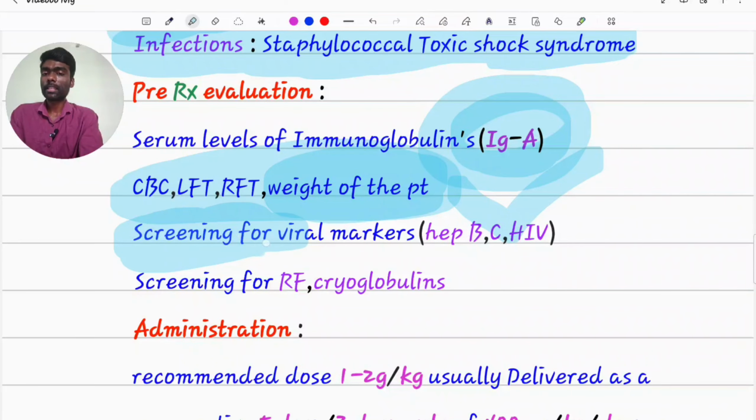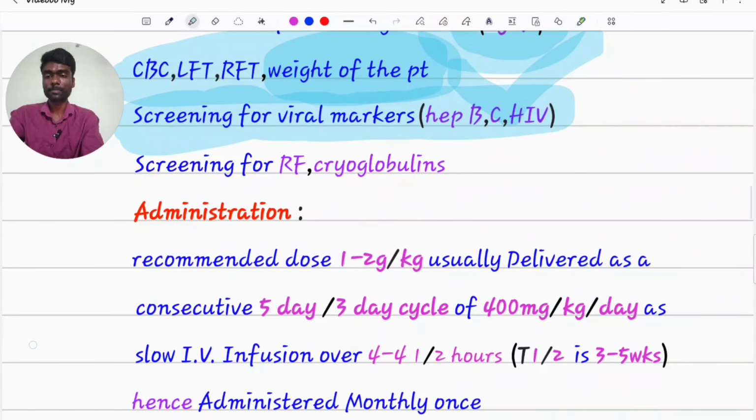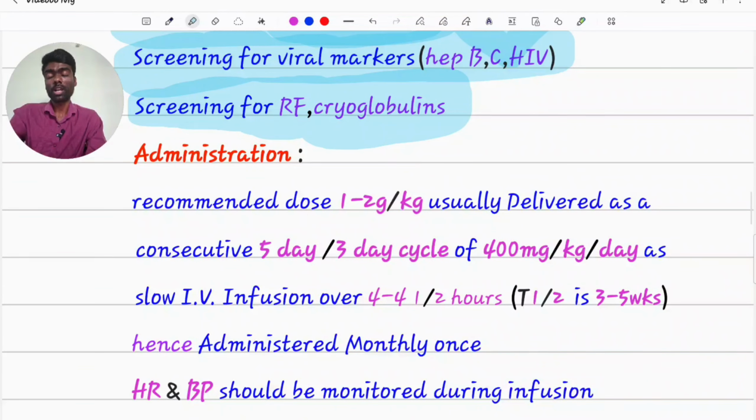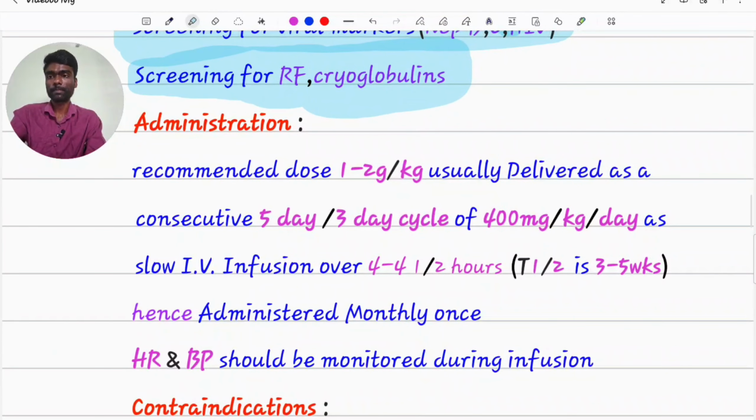Screening for viral markers: hepatitis B, C, HIV. This is to tackle any medico-legal cases, if at all they arise. Screening for rheumatoid factor and cryoglobulins. If there is any cryoglobulinemia, it will increase the risk of thromboembolic events, that means formation of thrombus in heart and brain, myocardial infarcts, cerebral infarcts.